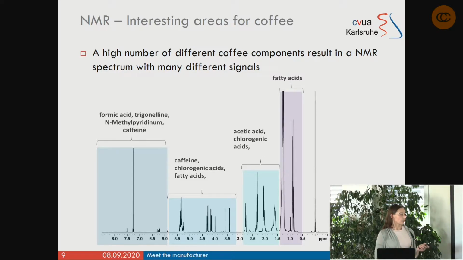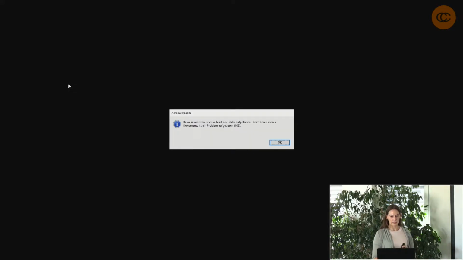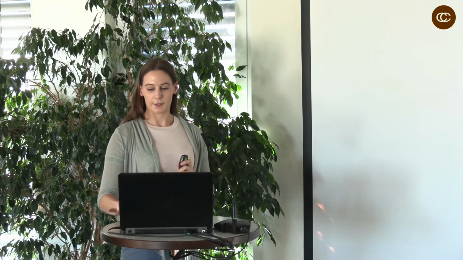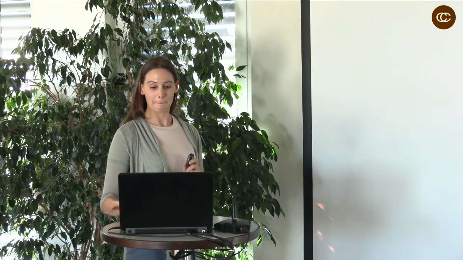In the middle of the NMR spectrum, hydrogen nuclei of caffeine produce signals, and there are also signals produced by the hydrogen nuclei of chlorogenic acid and fatty acids. But these hydrogen nuclei have a different chemical surrounding than the hydrogen nuclei here in the front. On the left side of the NMR spectrum, hydrogen nuclei of formic acid, trigonelline, methylpyridinium and caffeine produce signals.